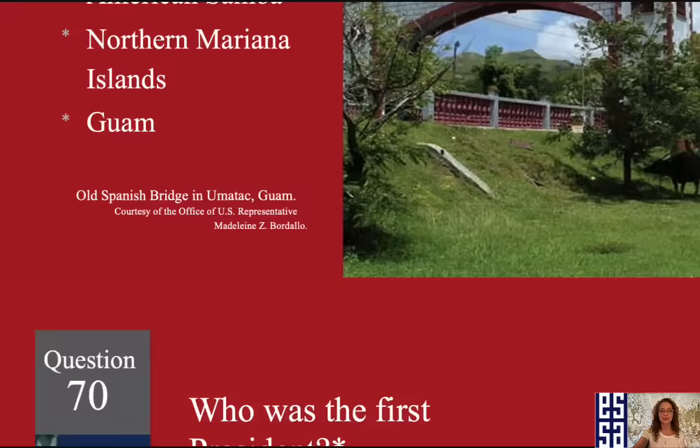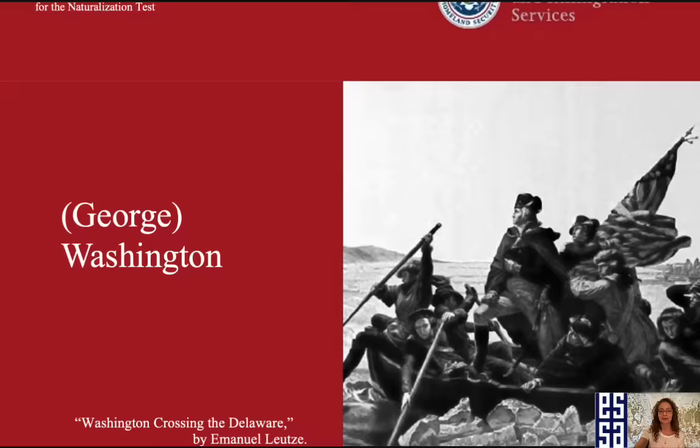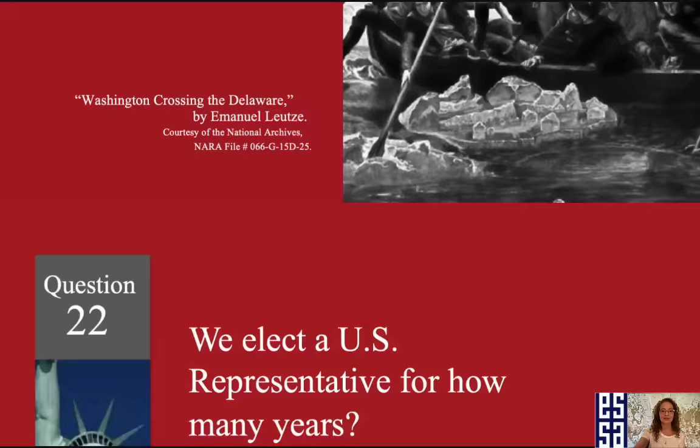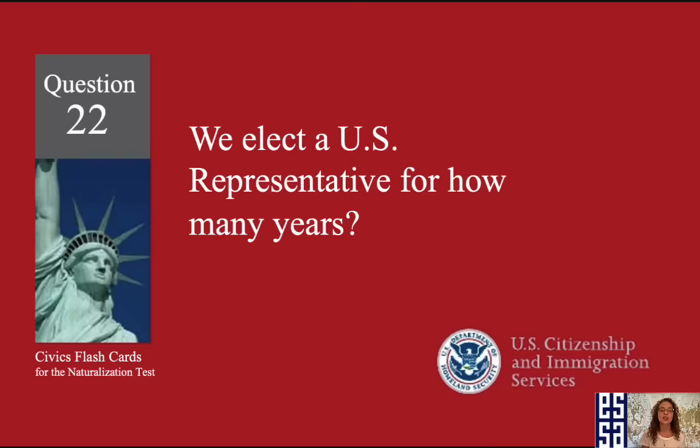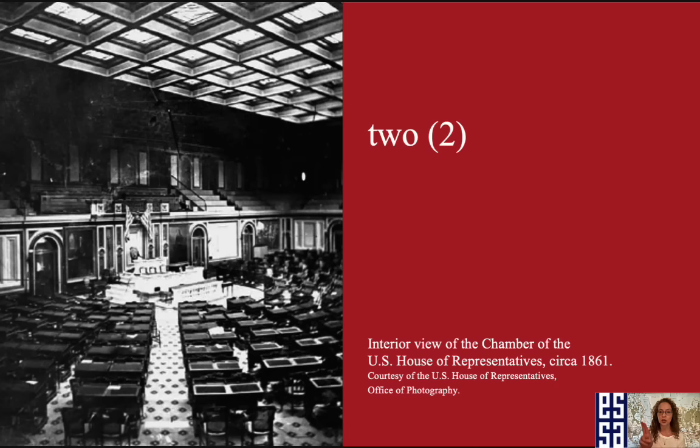Who was the first president? George Washington, or just Washington. We elect a U.S. representative for how many years? Two years. So just quick review. U.S. representative, 2 years. A senator, 6 years. And the president, 4 years. Some people confuse those three questions. All right, U.S. Representative, 2 years.